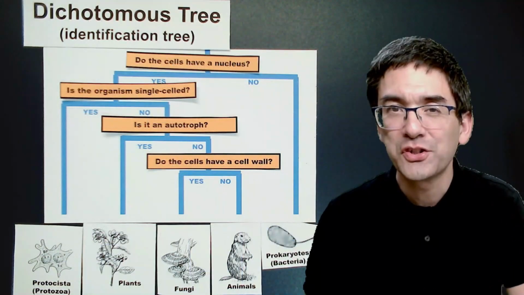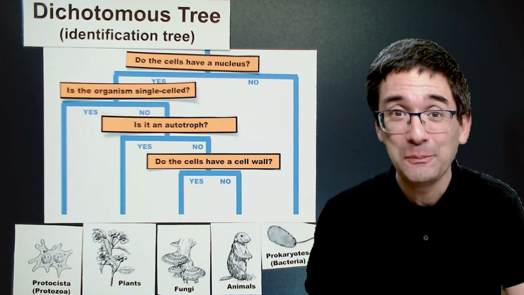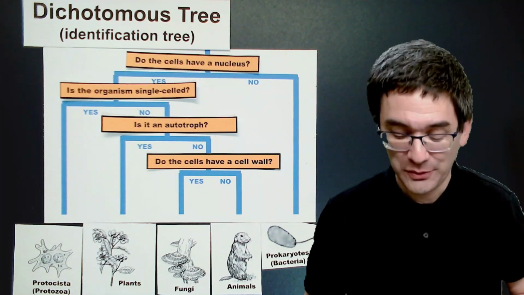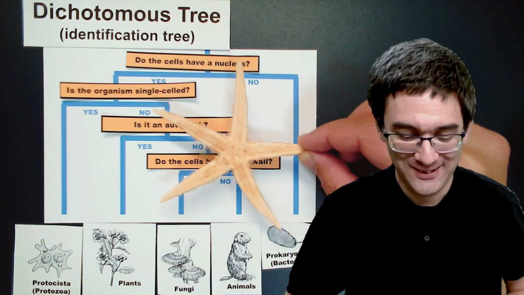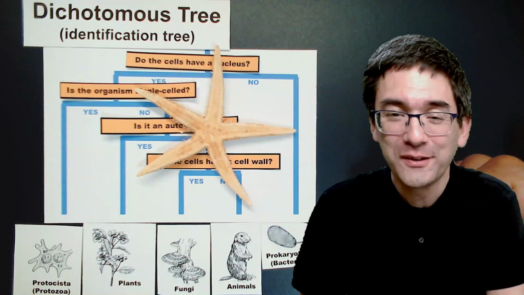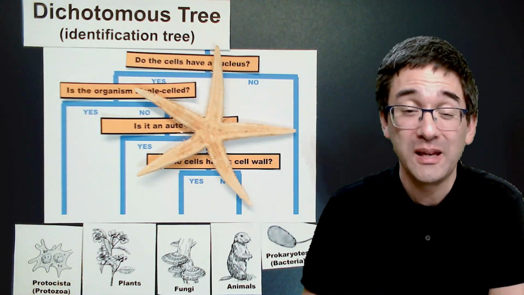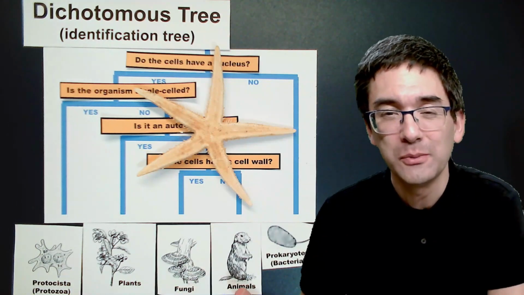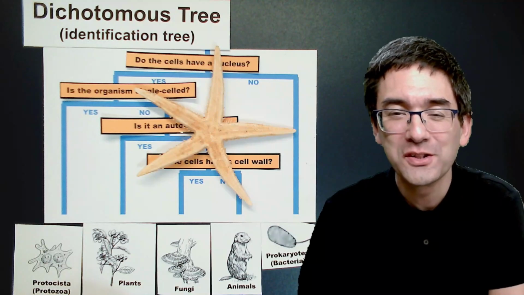Now, such identification trees can be quite useful, because they allow you then to identify certain organisms. And look what I got here. Look at this. This here is a starfish, of course. And the question is now, what is a starfish? Is a starfish a plant or a fungus, an animal, prokaryote or a protozoan? Where does the starfish belong to?